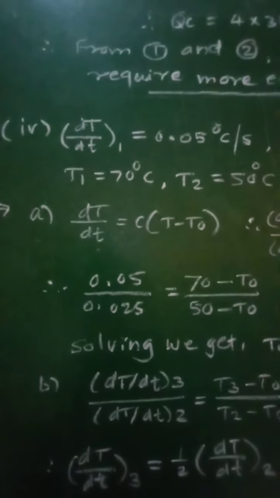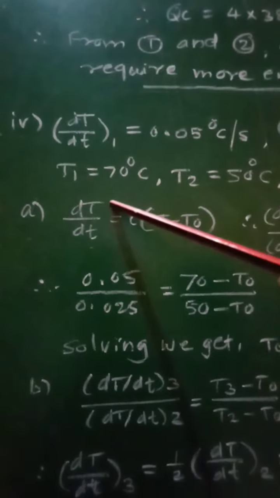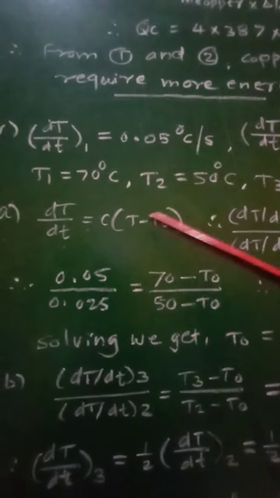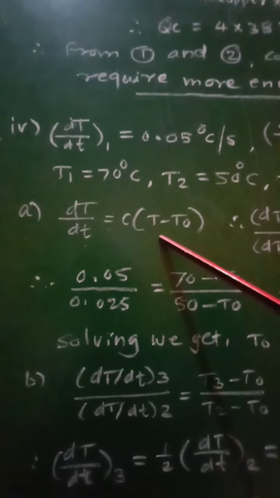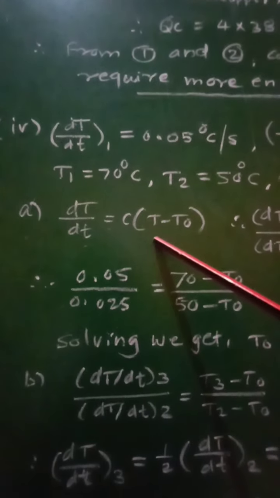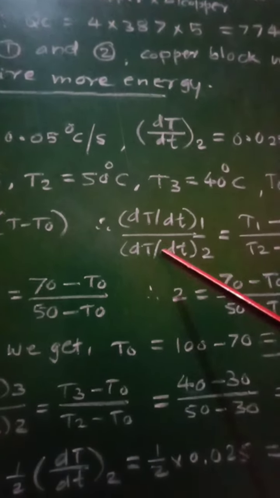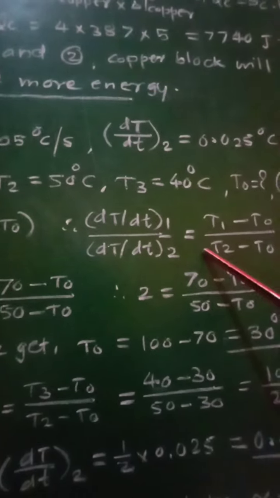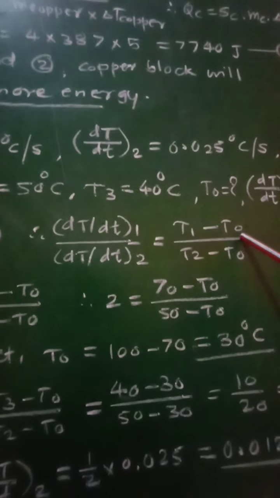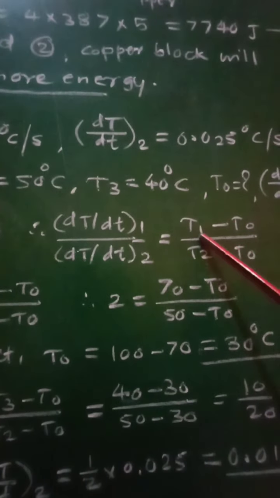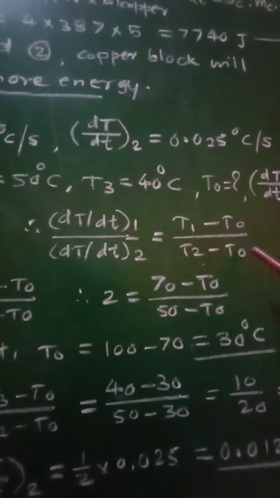According to Newton's law of cooling, we have this expression dT/dt equal to C into (T minus T0), and therefore for the first two rates of cooling we can apply this formula, and we can write (dT/dt)1 upon (dT/dt)2 equal to (T1 minus T0) upon (T2 minus T0). The constant of proportionality from both will get cancelled, and therefore on the right side we will get (T1 minus T0) upon (T2 minus T0).